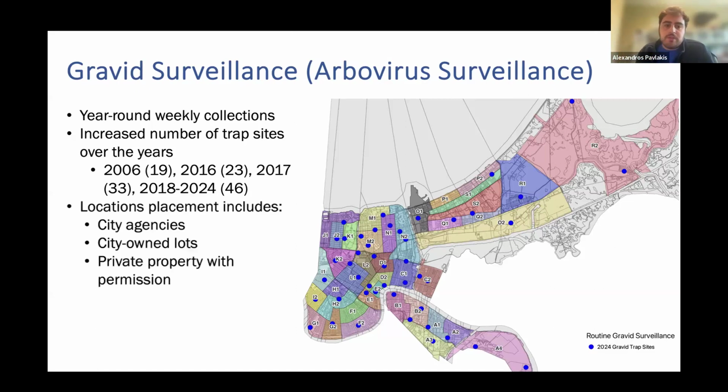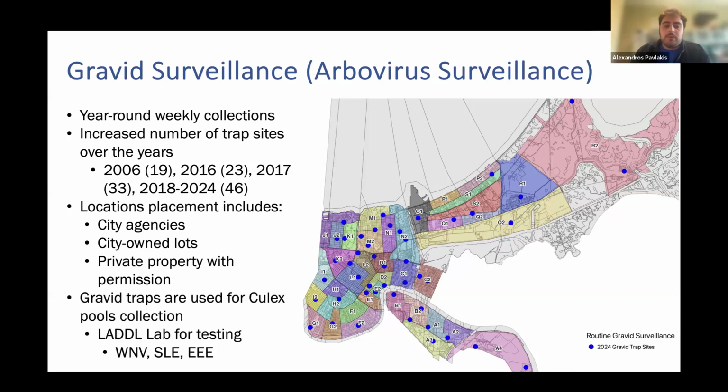We place our traps in many different areas. We typically utilize city-owned lots or agencies, such as fire stations, libraries and police stations, and other lots that the city owns and hasn't built on yet. But in some areas, especially the farther out areas, there isn't really a good city agency nearby. So we utilize private property, with permission from citizens, for these long-term trapping sites.